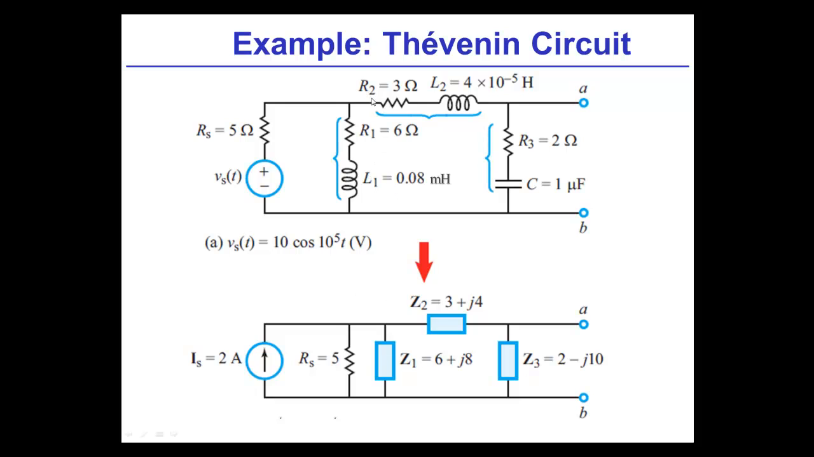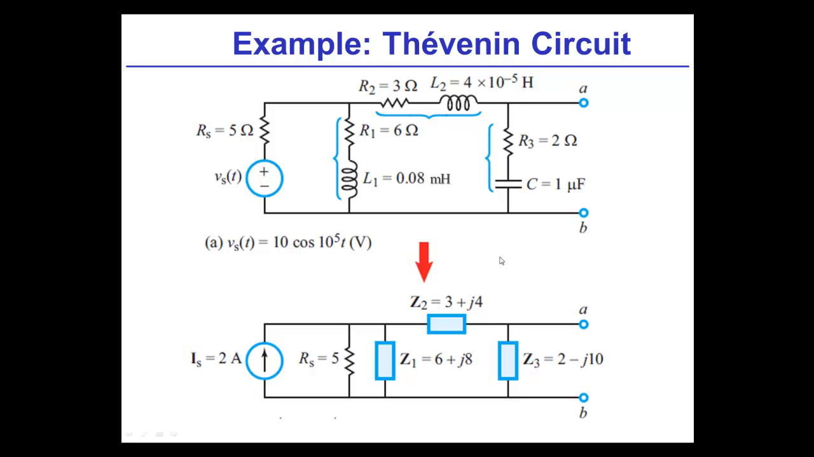Well, for the other impedance, it's pretty straightforward. I've got a series combination of a resistor and inductor, so I'm just going to put those in series to form an impedance equivalent Z1, and that's going to be 6 from the resistor plus j8. And the j8 comes from the fact that the impedance of the inductor is j omega L, and omega was 10 to the 5, and the L is 0.08 millihenries, so that's 8 times 10 to the minus 5. So I've got Z1 equal to 6 plus j8.